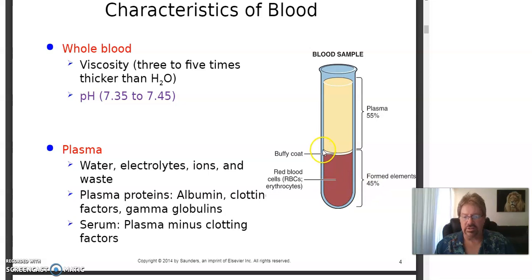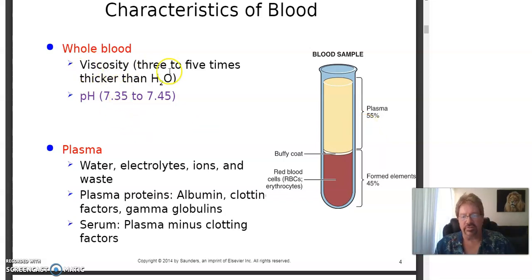And then right in the center, there's a little whitish-yellowish coating called the buffy coat. These are actually the white blood cells. The formed elements are largely the red blood cells, and plasma is the liquid portion. This is very important to know. If you don't know this, there ain't no sense in going any further.